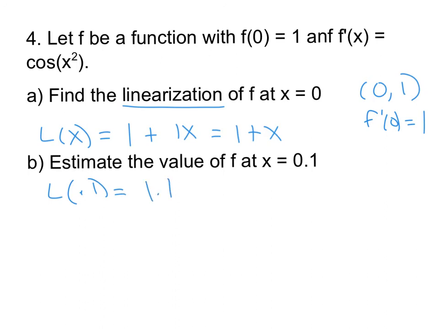Now this is a good one because we don't actually know the antiderivative of cosine. I don't know what L would be. So this is a way of doing this when we don't have any idea what the original function is. We can't integrate or find the antiderivative of cosine of x squared. We don't have that capability.